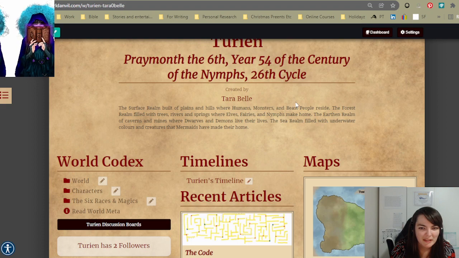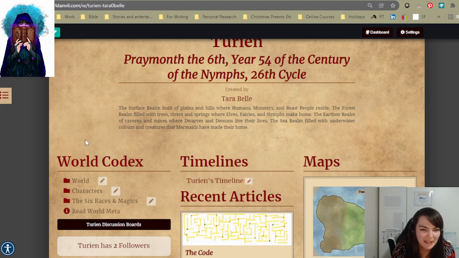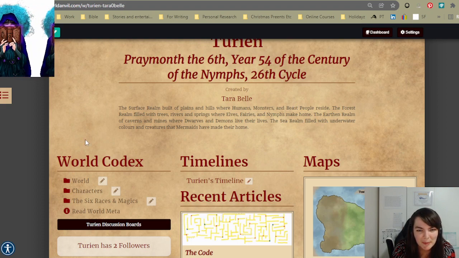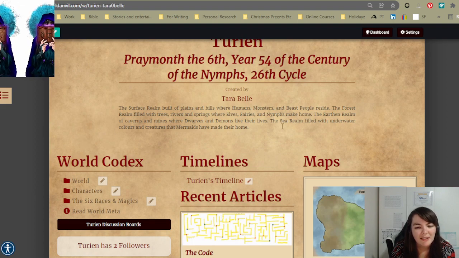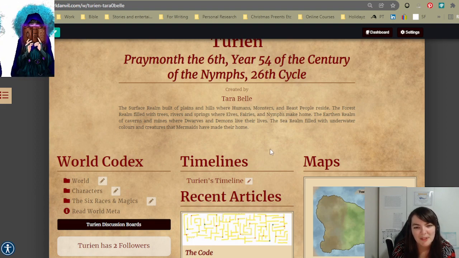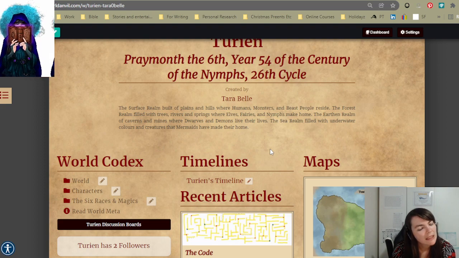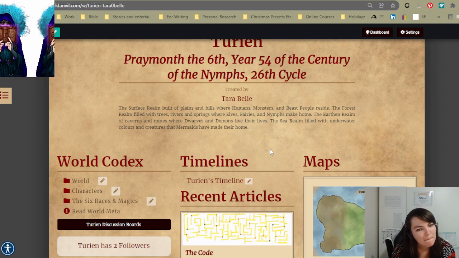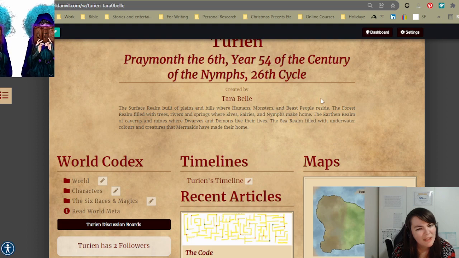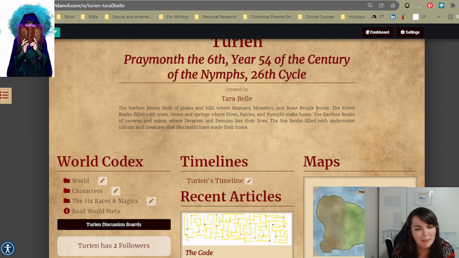Surface realm of plain and hill. Yeah, so surface realm built of plains and hills where humans, monsters, and beast people reside. Oh, monsters. Yeah, so there's technically only one monster, which is harpies. I still need to change that to beastkin instead of beast people, but anyways.